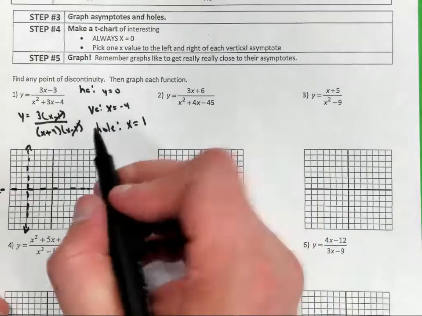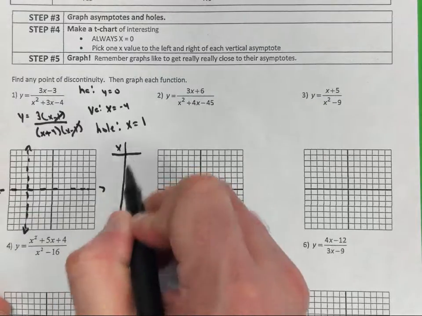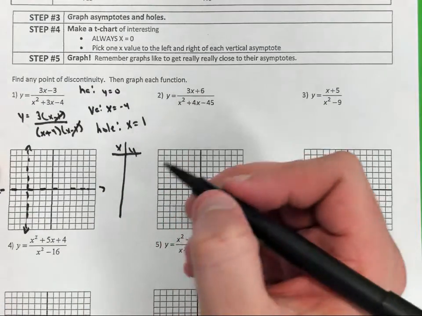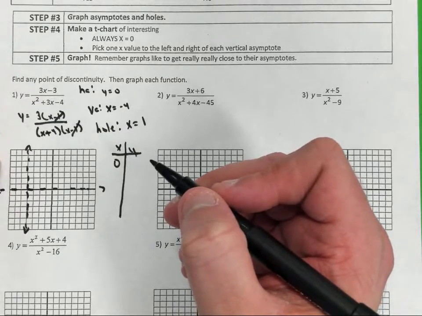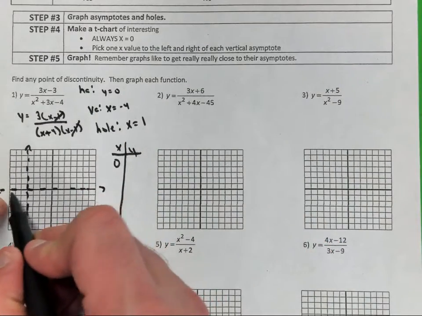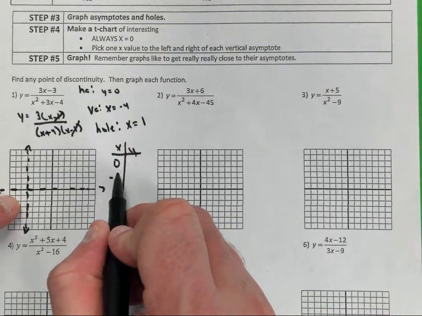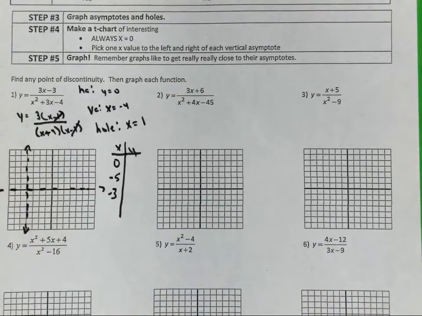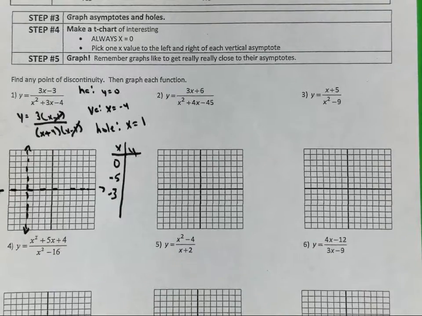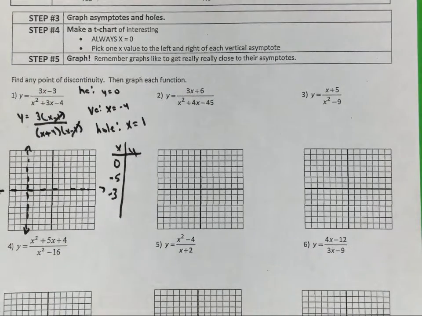Now, I'm going to make a table. What number has to go in there, I told you every time? 0. Now, you're going to pick a number to the left and right of your vertical asymptote. What's to the left of -4? What's to the right of -4? Those are your three numbers in your table. Now, I want you to use your calculator, plug those numbers into that original function and find me the value.